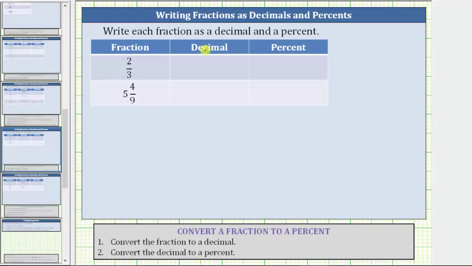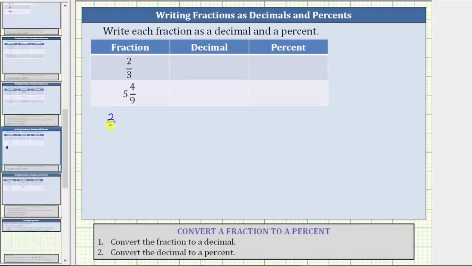We are asked to write each fraction as a decimal and a percent. We will first convert each fraction to a decimal, then convert each decimal to a percent. To convert a fraction to a decimal, we need to remember that a fraction bar means division, which means to convert a fraction to a decimal, we divide the numerator by the denominator.